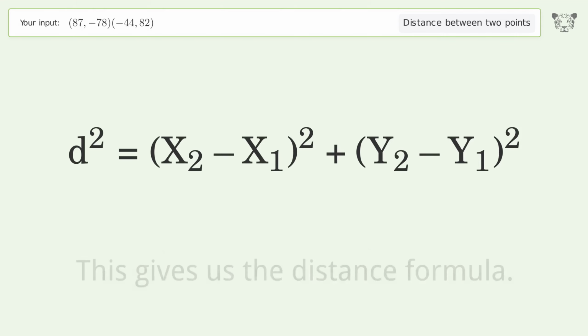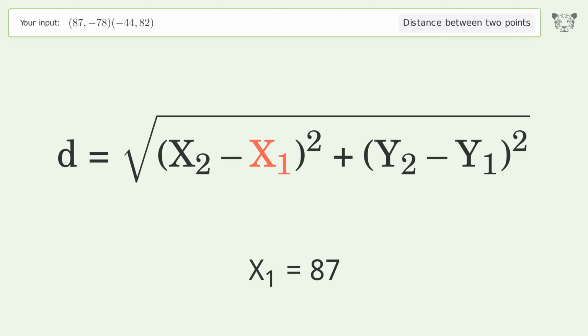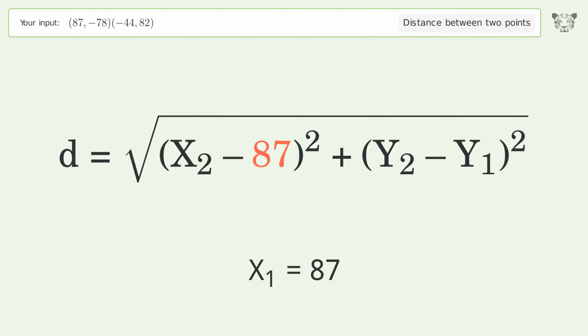x1 equals 87. x2 equals -44. y1 equals -78. y2 equals 82.